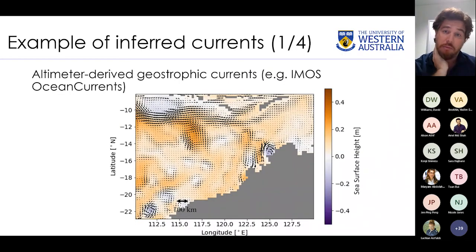So I'll give an example of what I mean by inferred currents. I'll step you through how currents are derived from the current altimetry records. If you go to the IMOS Ocean Currents website, you'll see spatial fields of ocean current vectors that look like this. There are all sorts of eddies and streams in this, but it's important to remember that these are actually inferred currents, not directly measured.